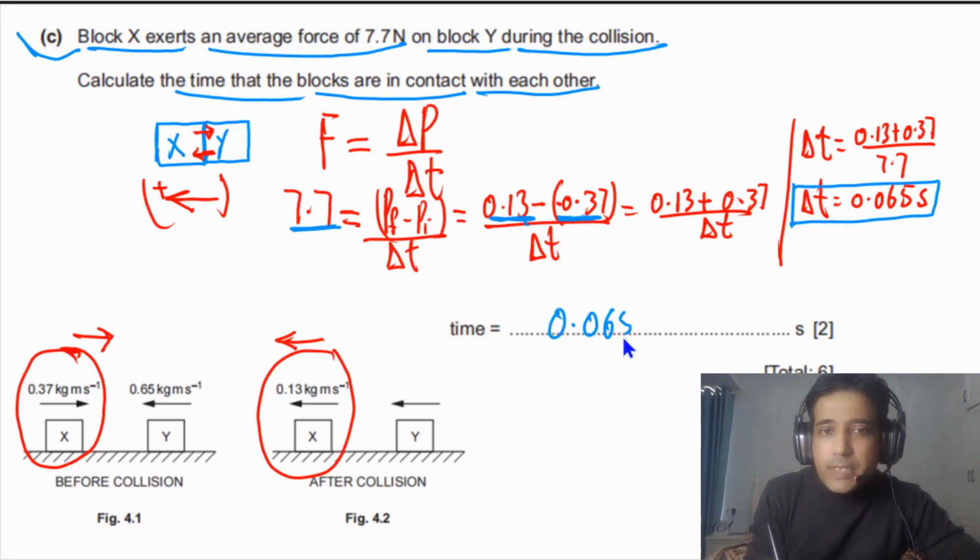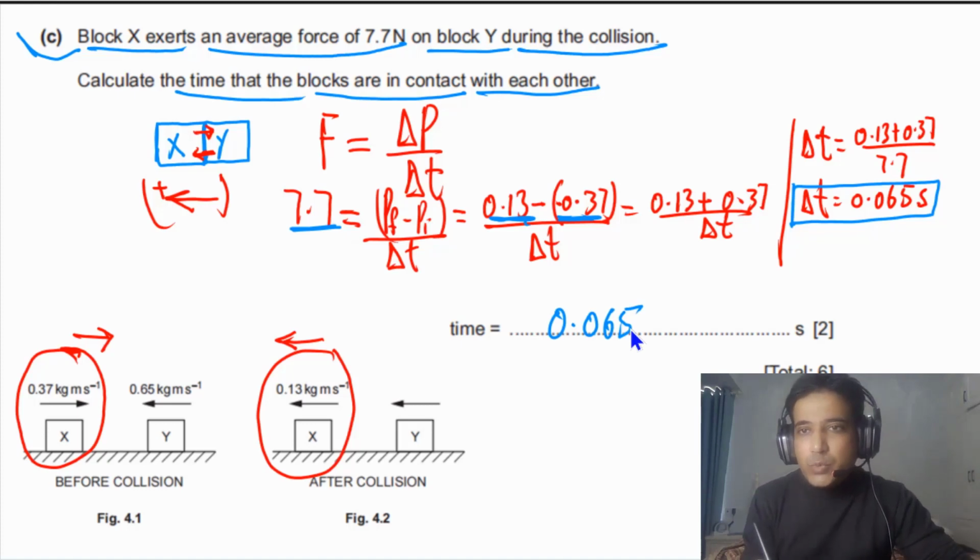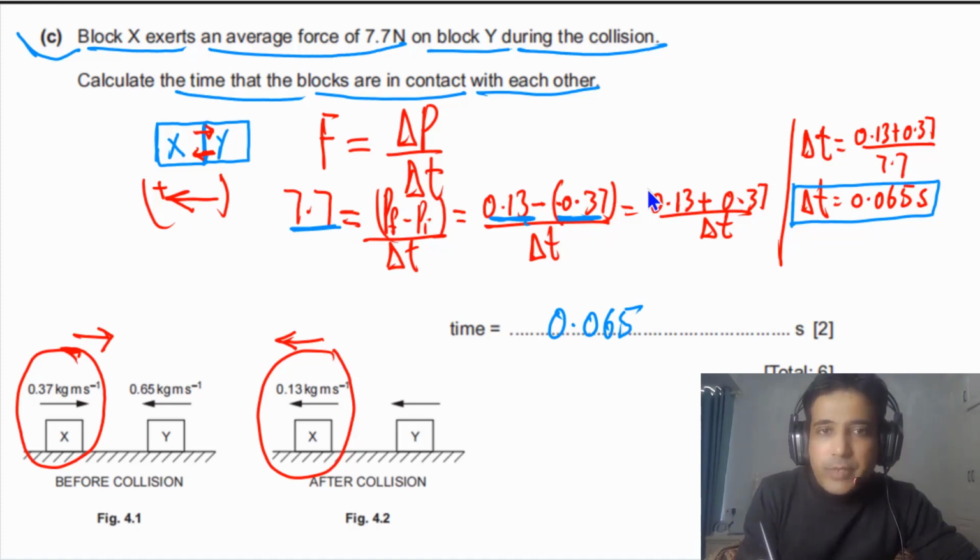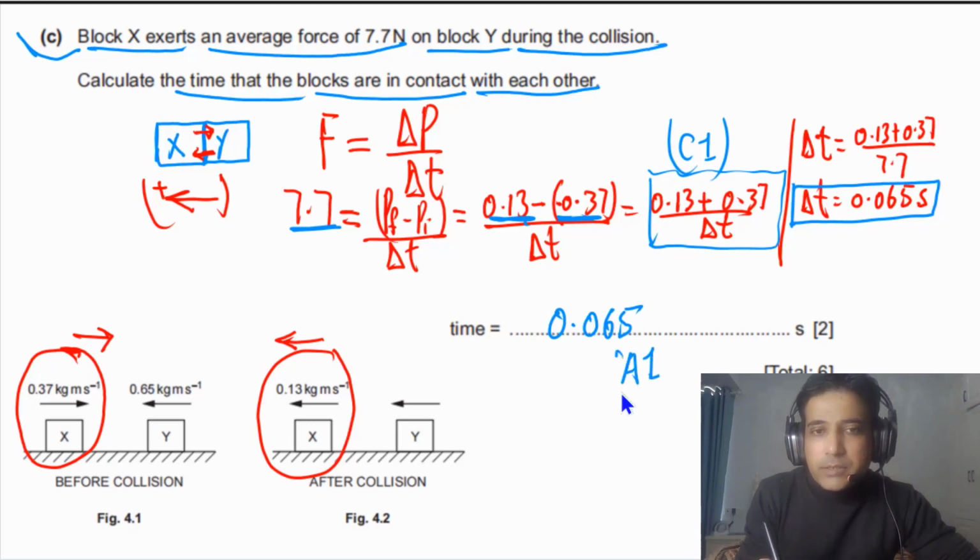And this question has 2 marks. The 1 mark you will get if you have written this step. If you have written this step, you will get 1 C mark. And the second mark is the answer mark. If you have got the right answer, you will get 2 marks for this question.